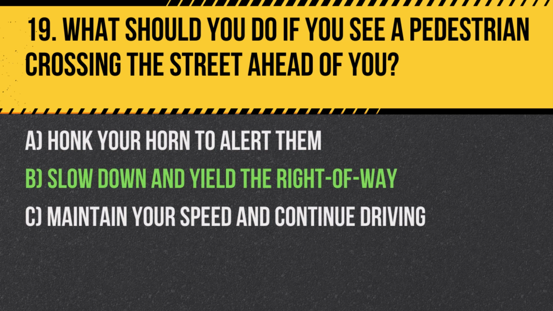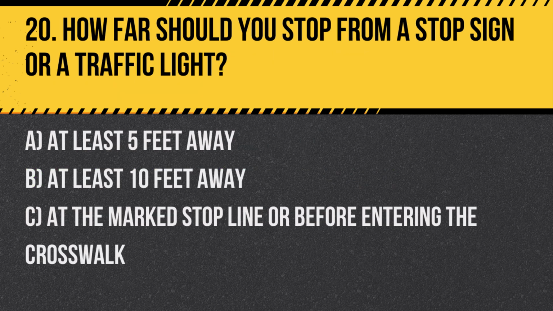Answer B. Slow down and yield the right of way. If you see a pedestrian crossing the street ahead of you, you must slow down and yield the right of way to the pedestrian. Question 20. How far should you stop from a stop sign or a traffic light? A. At least 5 feet away.